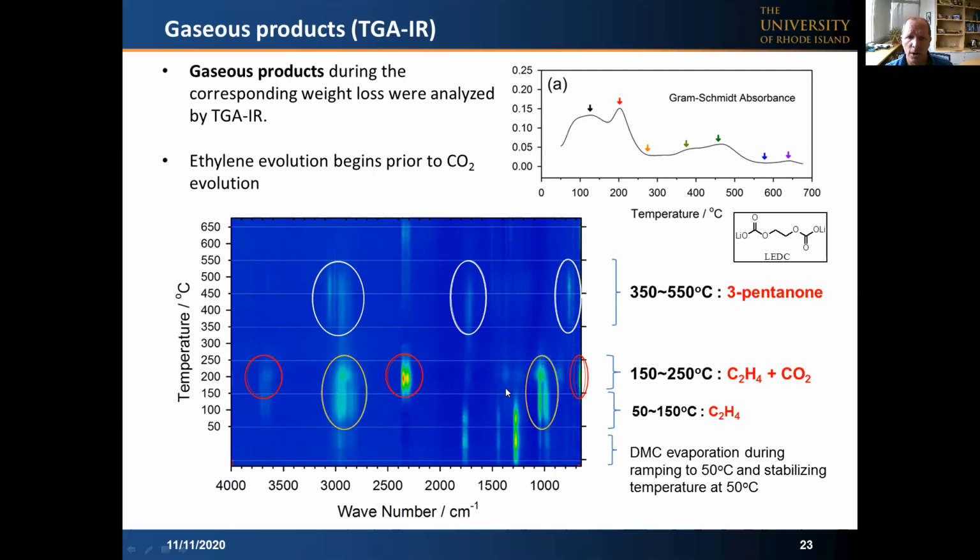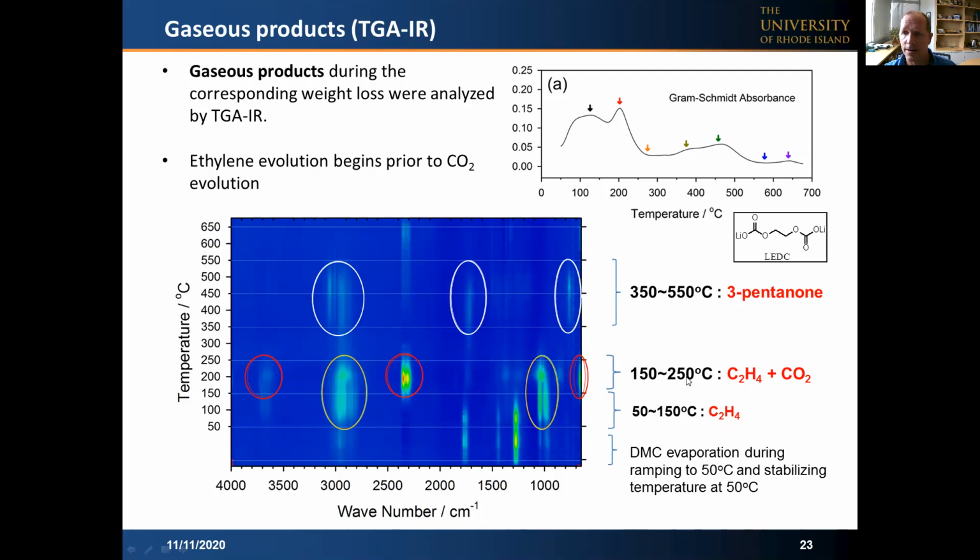And then in addition, if we look at the overall gases that are evolved, the IR spectra that are evolved as a function of temperature, what we see is at low temperature, all we're observing is the residual solvent, dimethyl carbonate, evaporating. Then as we increase the temperature, we first start to observe just ethylene.